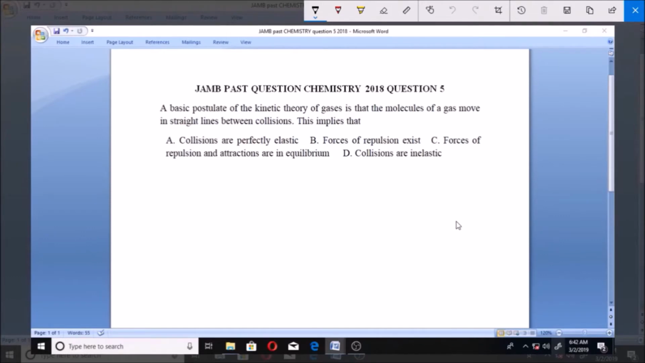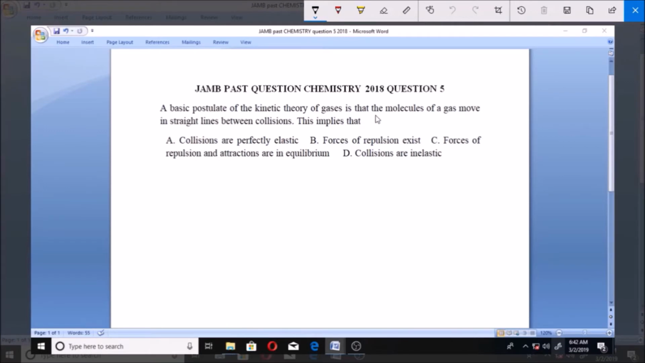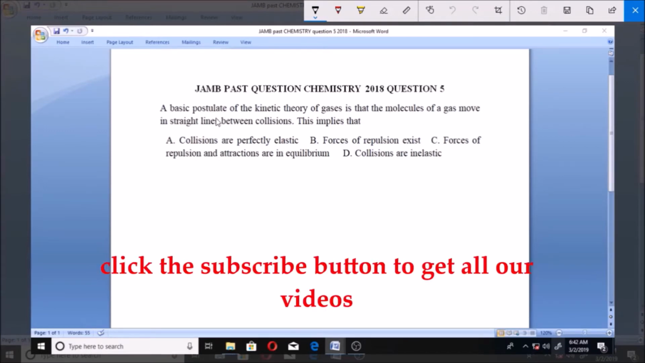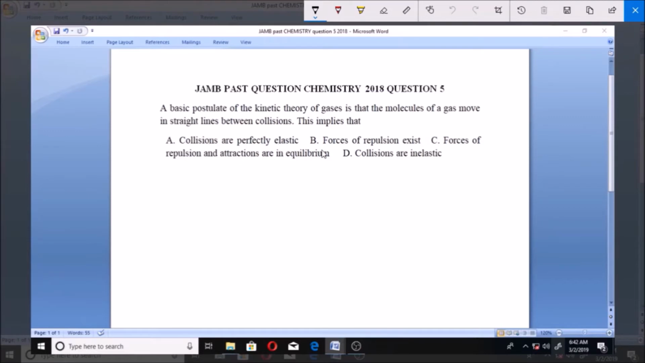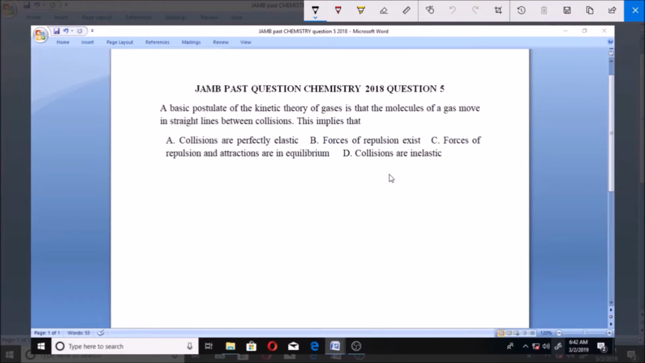Hello, welcome. Let's look at this JAMB past question, Chemistry 2018, question number 5. A basic postulate of the kinetic theory of gases is that the molecules of a gas move in straight lines between collisions. This implies that A. Collisions are perfectly elastic, B. Forces of repulsion exist, C. Forces of repulsion and attractions are in equilibrium, D. Collisions are inelastic.